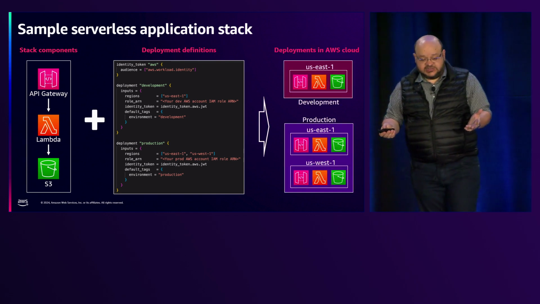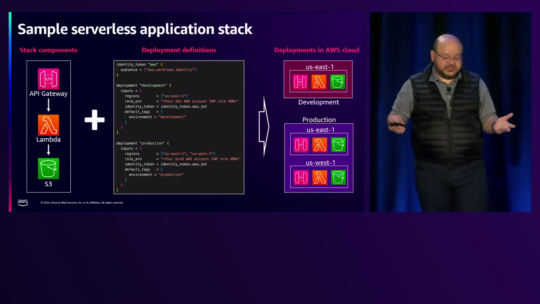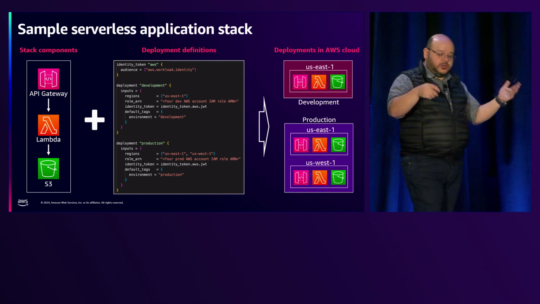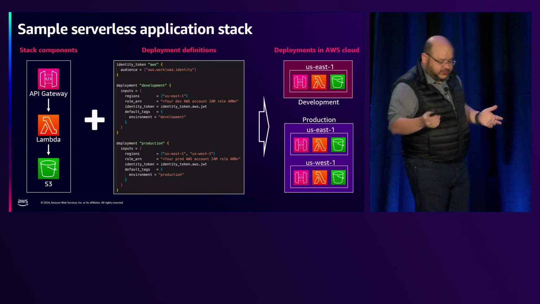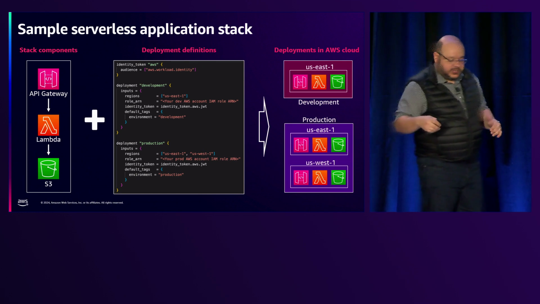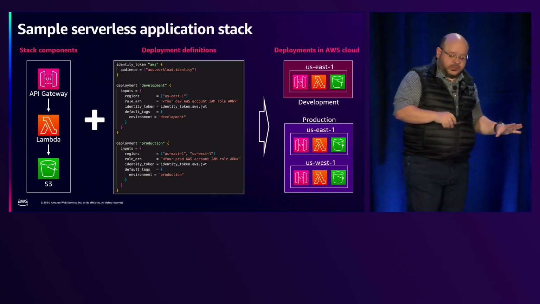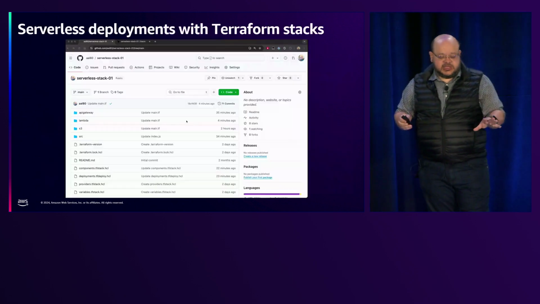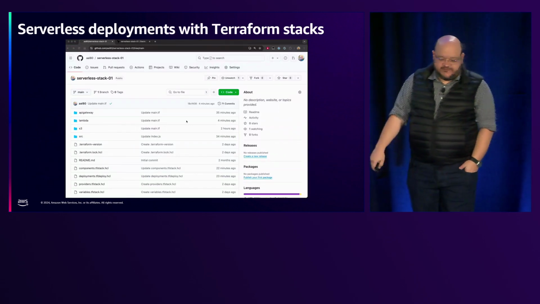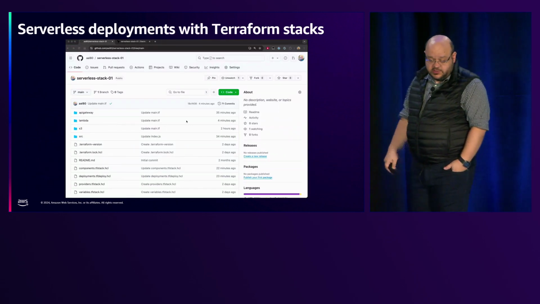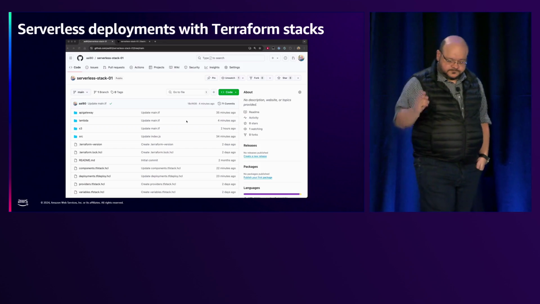What am I getting as a result? Well, I'm getting two deployments. The development deployment will be in US East 1 with three resources. The production deployment will be in two different regions, but exactly the same components, okay? Now, let's take a look at how this actually looks. So I've got a short demo here to show you this whole thing in action.